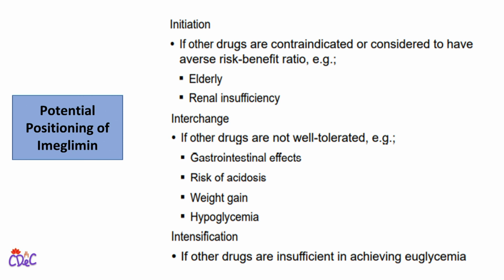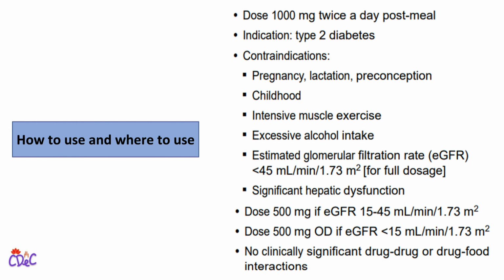So potential positioning, use it in patients where there is a risk benefit ratio, use it in the elderly, not an issue. In renal insufficiency, when other drugs are not tolerated, when hypoglycemia is not desired, each of these are a good way to use it. Again, dose is 1000 twice a day, diabetes, no data on pregnancy, lactation, preconception, childhood, surgery, alcohol intake. Do not use it in eGFR less than 15, reduce the dose if the eGFR is less than 45.